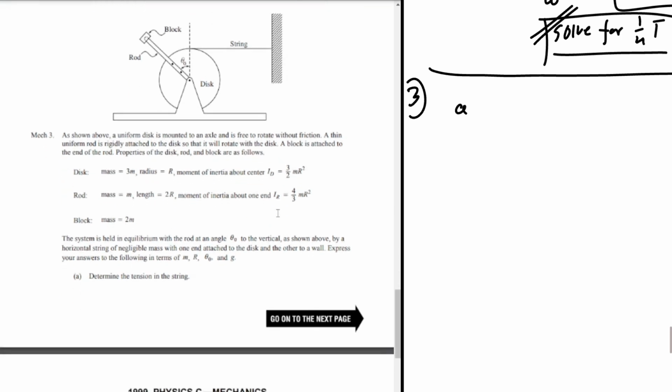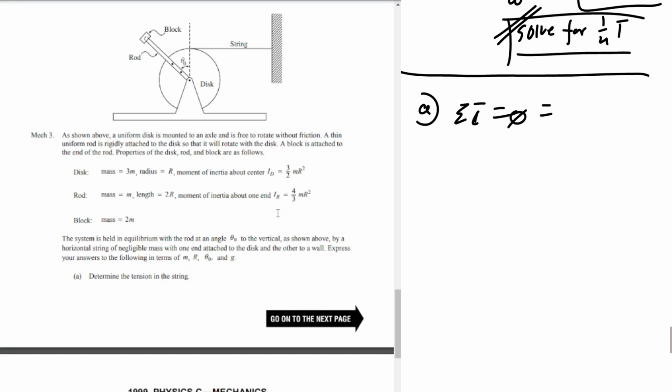So the tension. This is a rotational statics problem. I'm going to start by saying the sum of torques equals 0, right? Because it's not moving. And I'm going to write out my torques. Now I'm going to use my right hand rule. The torque due to gravity from the center of mass of the rod is at r.